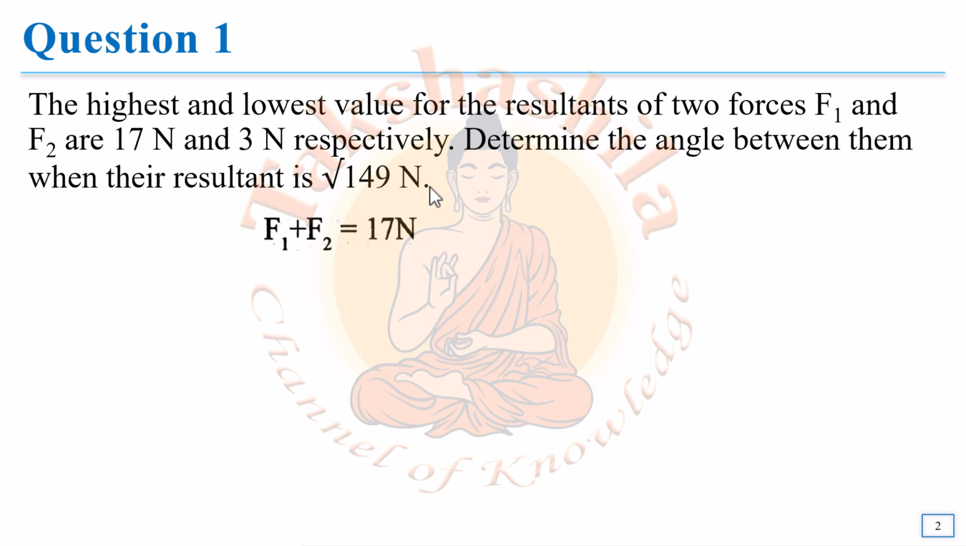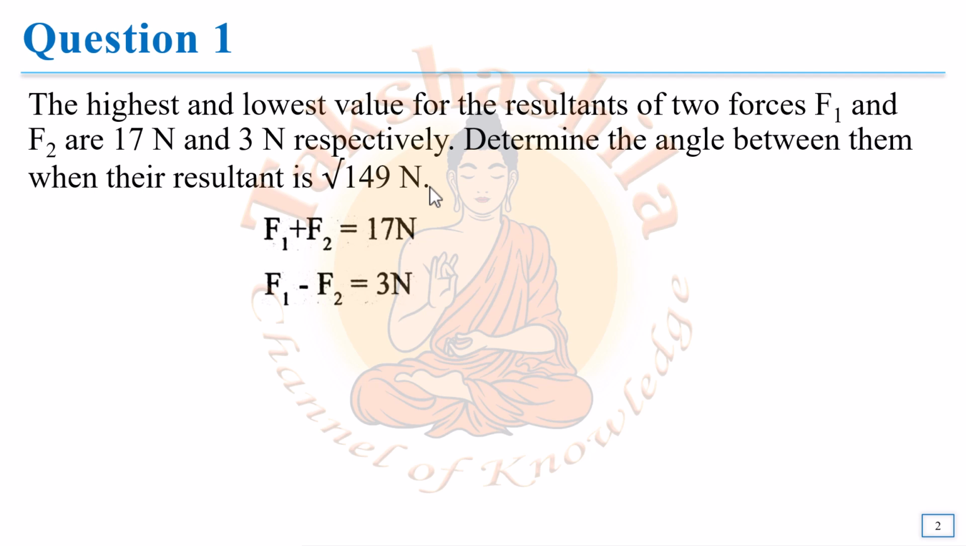And when will these forces have minimum resultant? When they act in the opposite direction. That means F1 minus F2 is the condition for minimum resultant, and its value is given as 3 Newton. Now we have two equations and two unknown forces, F1 and F2. So let us try to solve them.